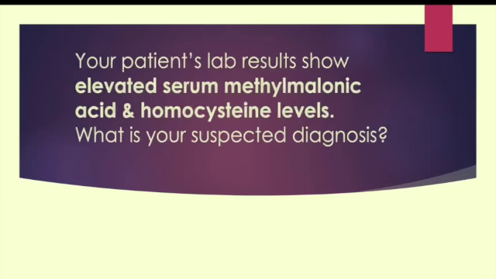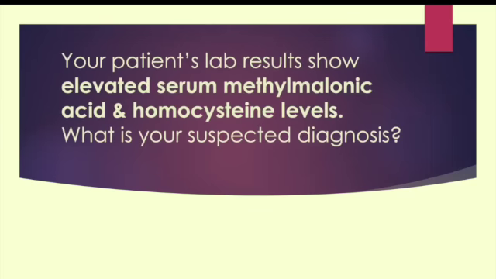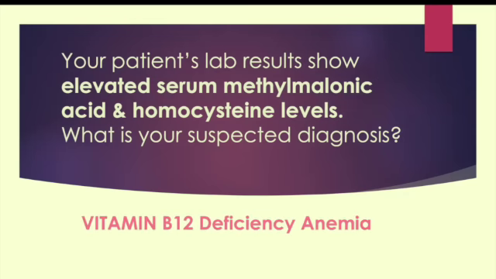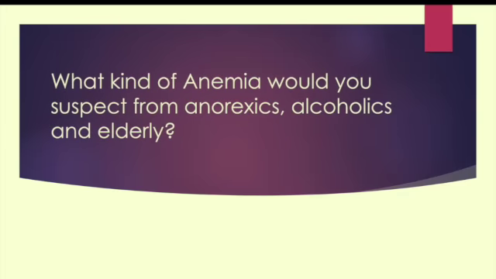How about if your patient's lab results show elevated serum methylmalonic acid and homocysteine levels? What do you suspect the diagnosis is? I feel like we just had this question. That is, again, your vitamin B12 deficiency anemia. What kind of anemia would you suspect from anorexics, alcoholics, and the elderly? Malnourishment is going to be my biggest one, and usually folate is the malnourishing one. So folate, yep.